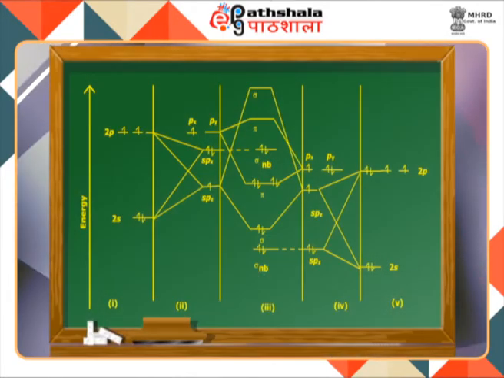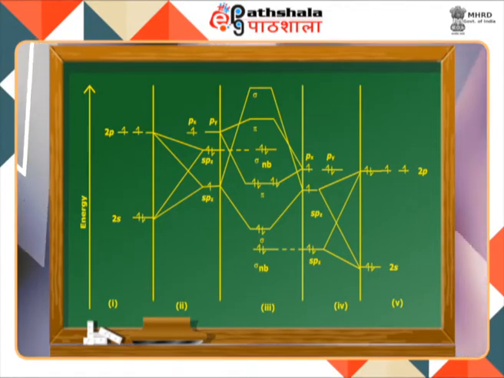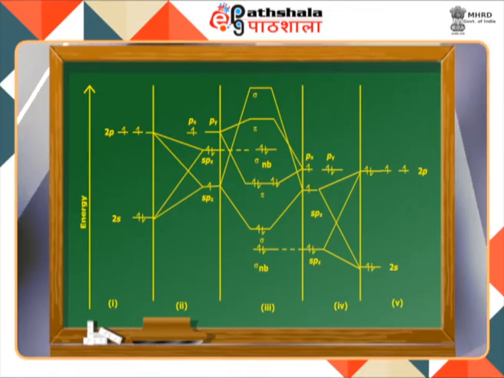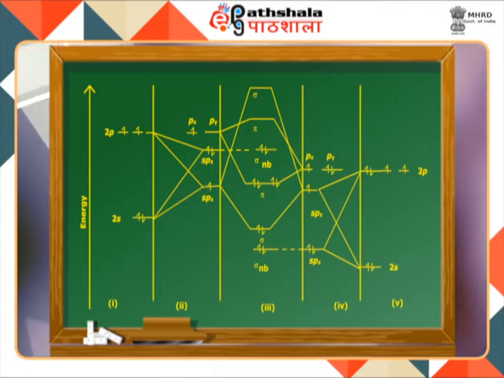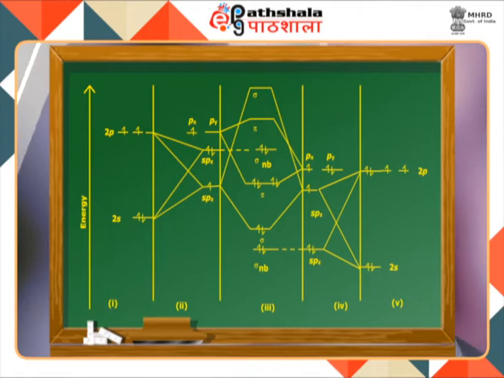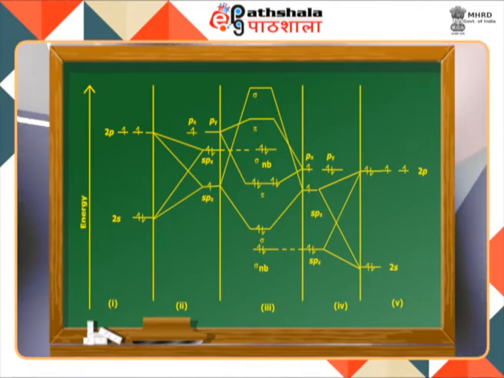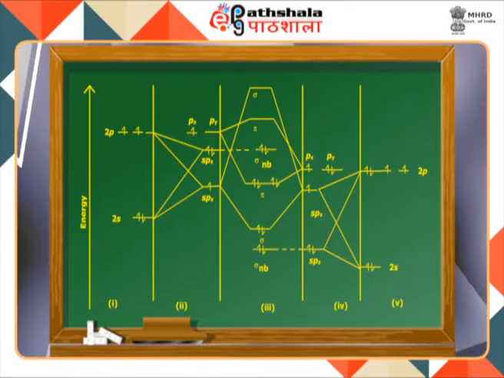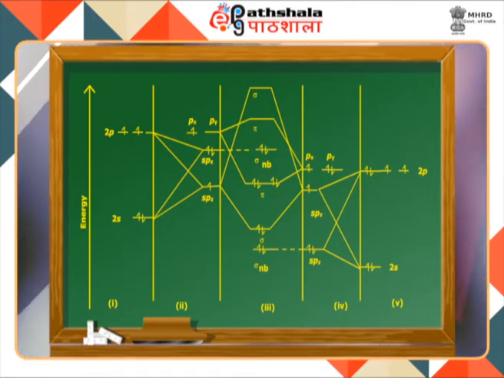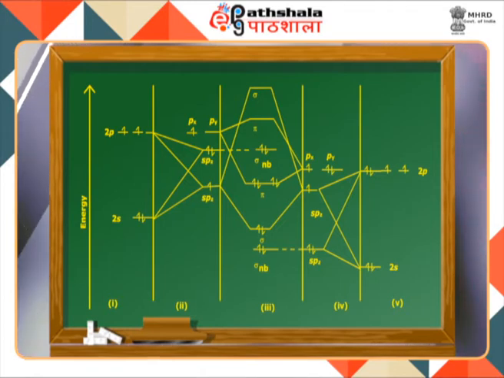Let us now see the molecular orbital diagram for the carbonyl molecule. It is characterized into 4 categories. 1 is the atomic orbitals of the carbon atom before hybridization. 2 is the atomic orbitals or hybrid orbitals of the carbon atom after hybridization. 3 is the atomic orbitals or hybrid orbitals of the oxygen atom after hybridization. And 4 is the atomic orbitals of the oxygen atom before hybridization.